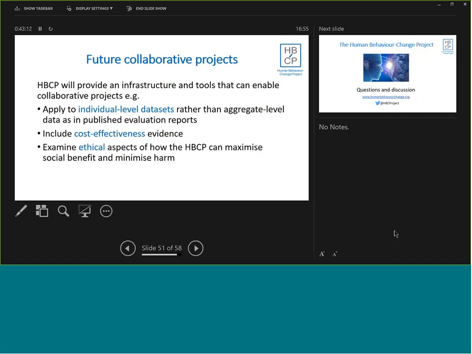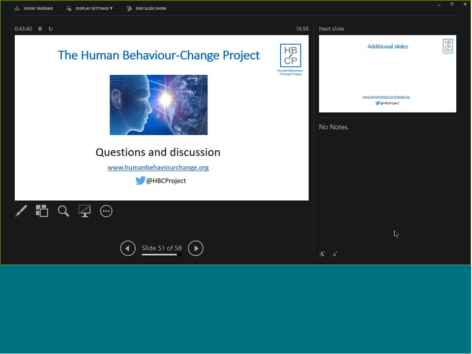And then another area, which has been raised several times, is the ethical aspects of how we can maximize social benefit and minimize harm. I mean, obviously, the more efficient and effective one makes any kind of scientific and technological exercise, the more harm can be produced as well as benefit. And there are many, many more projects and ideas, I'm sure, hopefully, in your heads as well as elsewhere. So I'm going to stop there, and I think that leaves us the amount of time that you usually have for questions and discussion. So thank you very much.